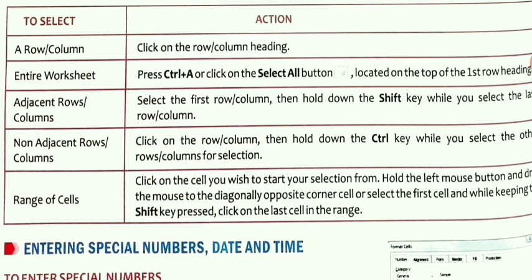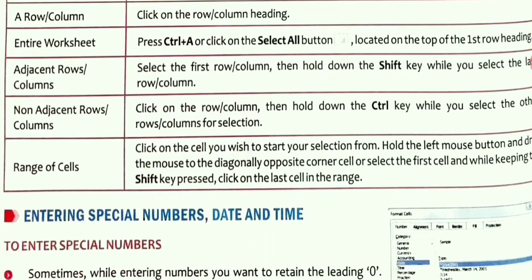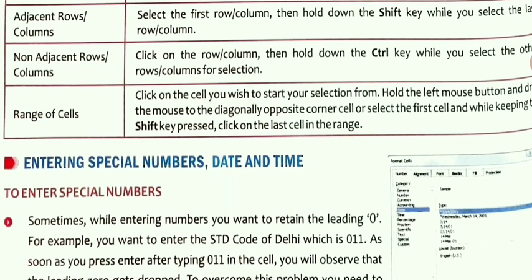To select entire worksheet, just press Ctrl A or click on the select all button located on the top of the first row heading. To select adjacent rows or columns, just hold down the shift key while you select the last row or column. To select non-adjacent rows or columns, click on the row or column, then hold down the control key while you select the other rows or columns for selection.